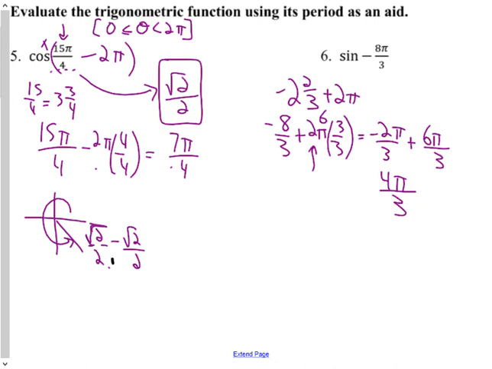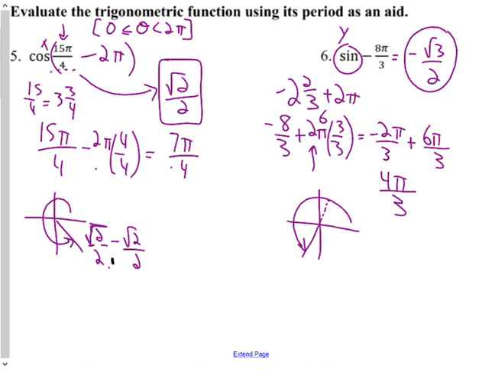So I've got the point. Now I need the y value, right? The sine is y. So what's the y value at 4π/3, right? It's going to match the y value at π/3, but it's going to be negative. Okay, so at π/3, we're root 3 over 2. So my answer is negative root 3 over 2.